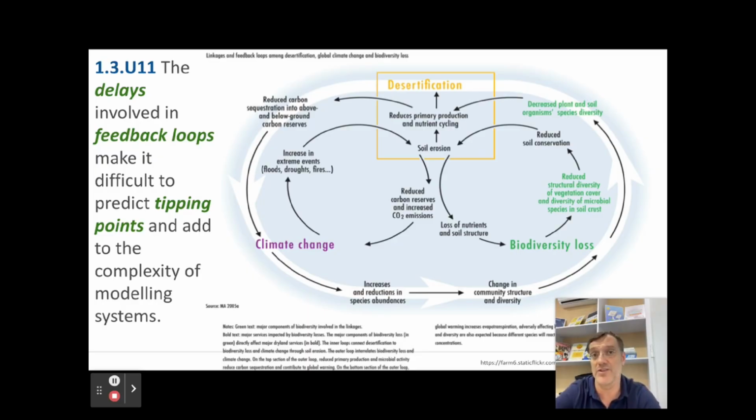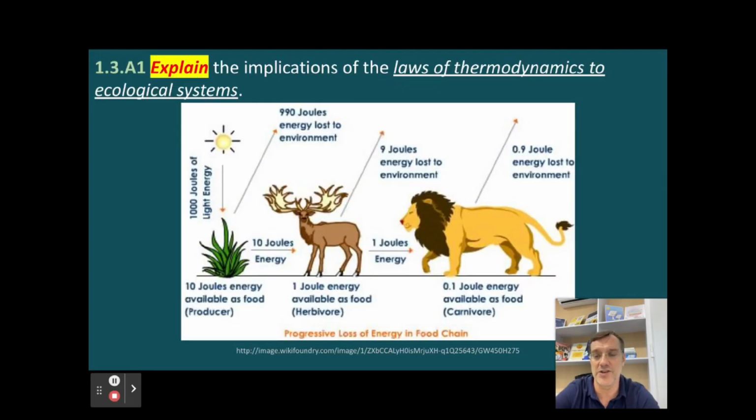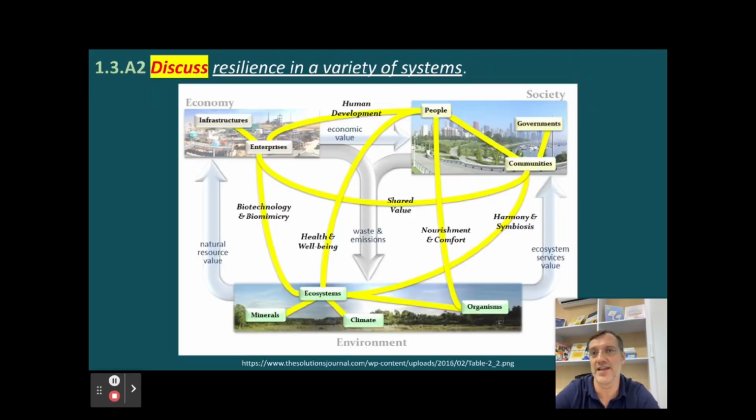These next few slides will show some aspects of energy and equilibria that you should be able to apply in an ESS examination situation. You should be able to explain the implications of the laws of thermodynamics to ecological systems. This is something that comes up almost every year in ESS exams. You should be able to discuss the resilience in a variety of systems. You might be asked to compare the resilience of two different food webs, one of them being fairly simple, one of them being fairly complex, and identify that the complex one is more stable and more resilient.